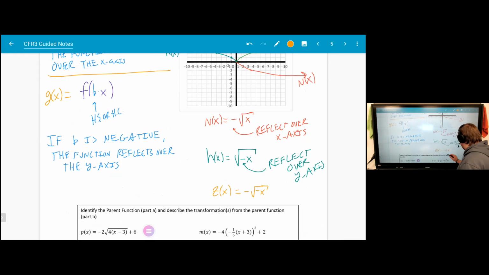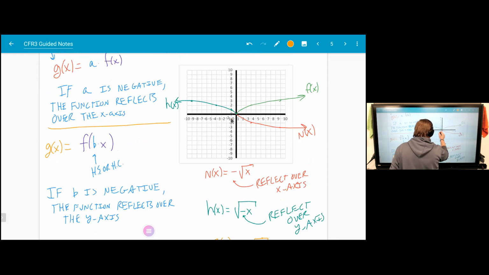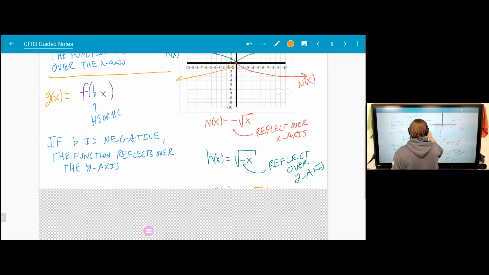Well, this negative out front would reflect over the x-axis. And this one on the inside, this negative, would reflect over the y-axis. I would end up with something that looks like this. What do I call that? Z of x?